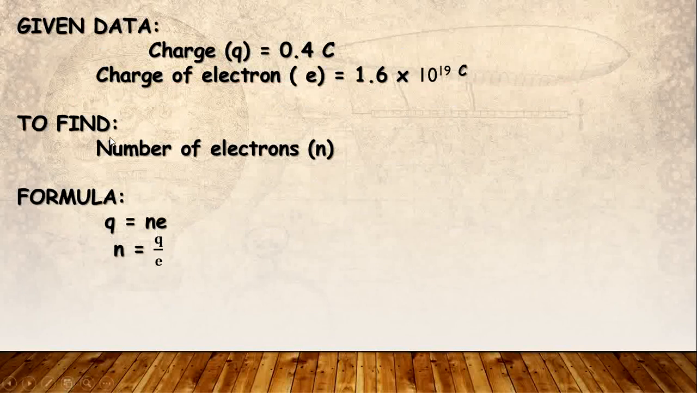And then the second one. Given data: charge Q is equal to 0.4 coulomb. The charge of electron e is equal to 1.6 into 10 power minus 19 coulomb. To find the number of electrons, N. We know the formula: charge Q is equal to Ne. From this we have to find the number of electrons. So N is equal to Q by e.